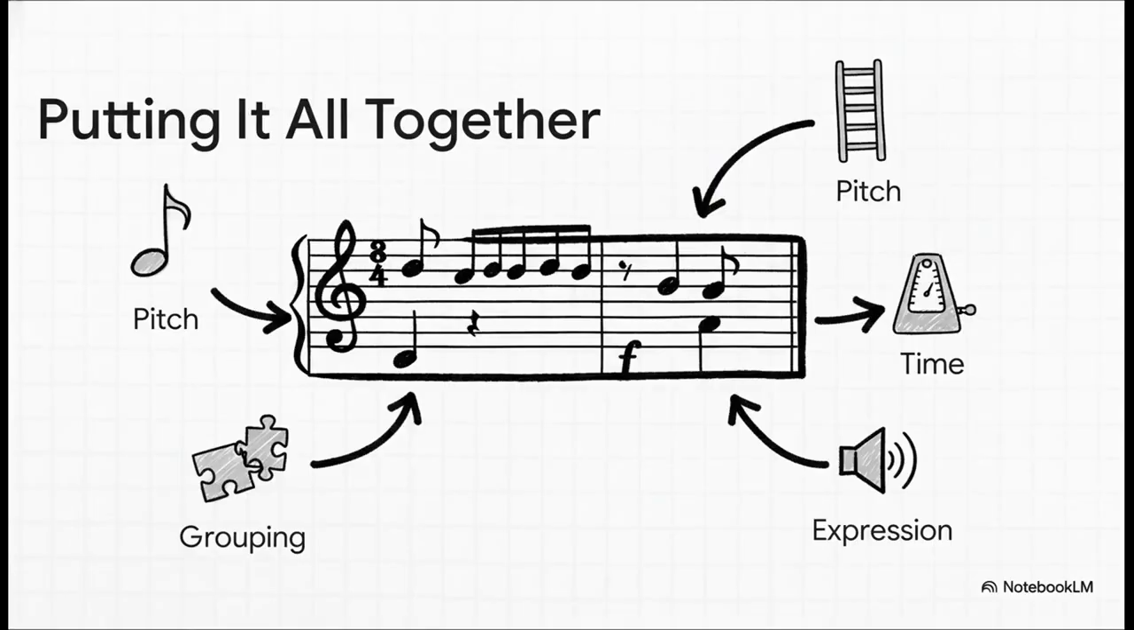So, let's just put it all together one last time. The pitch, how high or low a note is, that's shown by its position on the staff. The time, the whole rhythm of the piece, that's all in the shape of the notes and the rests. The grouping, the underlying pulse, is organized by the time signature and those bar lines. And finally, the expression, the feeling, comes from the dynamics. See? It's a complete system for writing down sound.